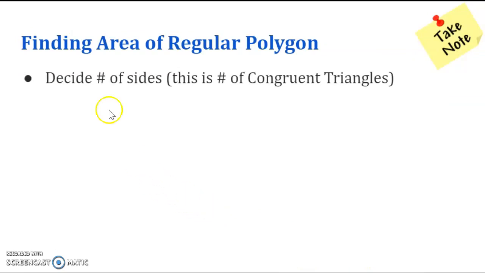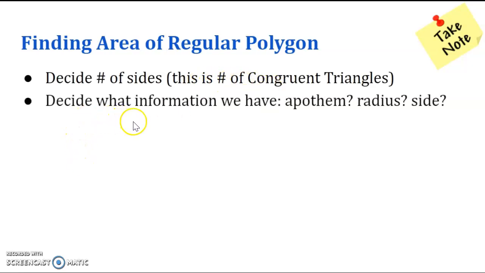So please take notes on this. When you're finding the area of a regular polygon, you need to decide the number of sides, because this is the number of congruent triangles that you're going to form, and then decide what information you have. Do you have the bottom? Do you have the radius? Or do you have the side?